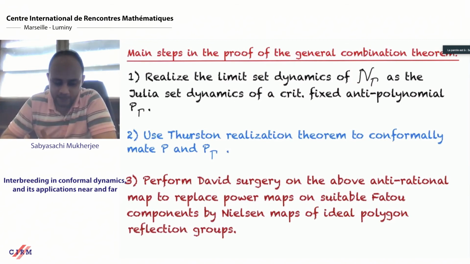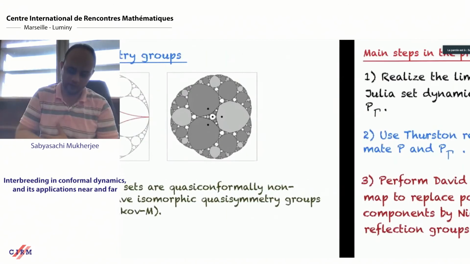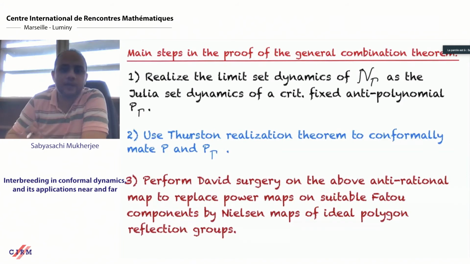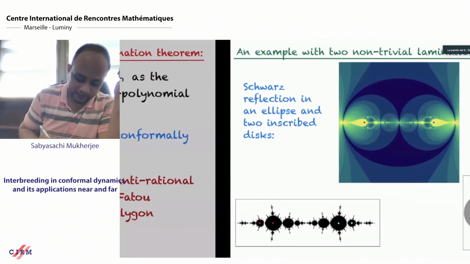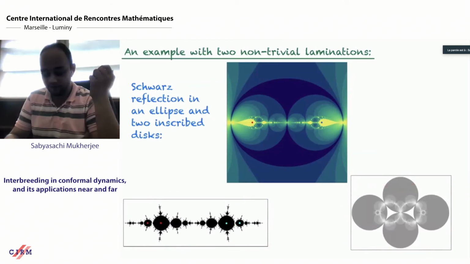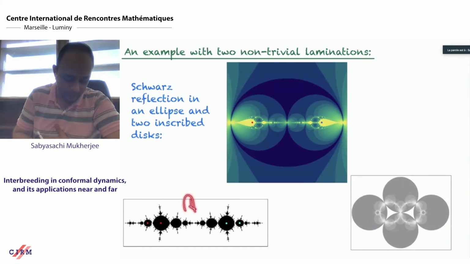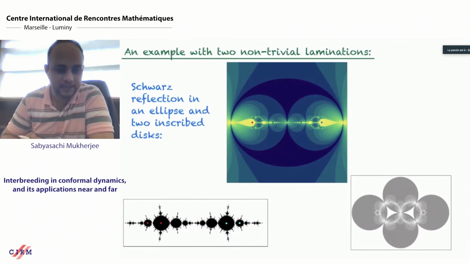Now we are in a position to give a proof of the combination theorem. So let me try to give a proof using an example. You have an antiholomorphic polynomial P, and you have a kissing reflection group on the closure of the Baire slice, and you want to mate the dynamics of the antiholomorphic polynomial with the Nielsen map of that kissing reflection group. For instance, if this is your antiholomorphic polynomial and this is your reflection group, you want to mate the action of P here with the action of the Nielsen map there on the filled Julia set, on the filled limit set.